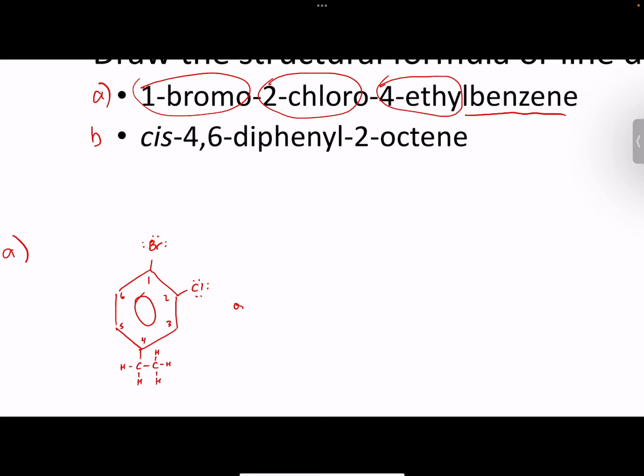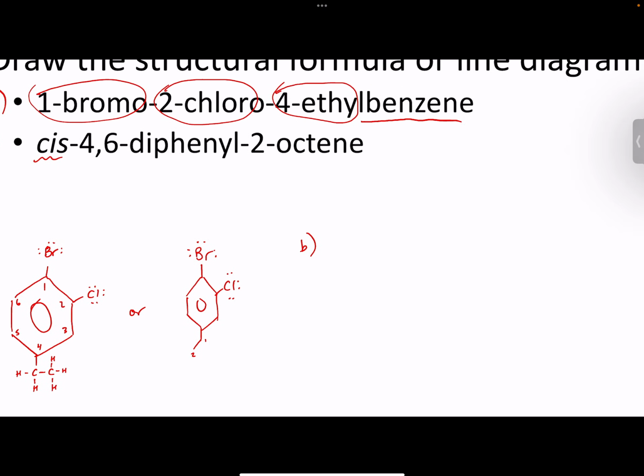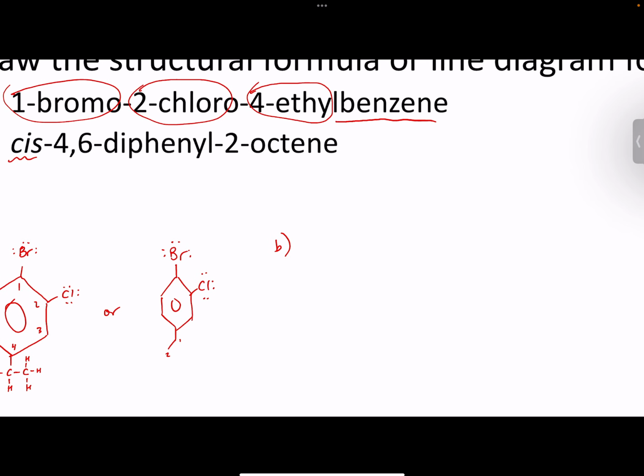So that's the structure. Or I can simplify that, just simplify the ethyl group at the bottom. So I'll draw a line here and then a line here. Because there's 2 points, 1 and 2, that's the ethyl group. So that would be the full line diagram for molecule A. For molecule B, okay, we can see the cis prefix here, so that means we're working with an isomer. So again, I go to the end of the word, this entire thing, and I've got octene.